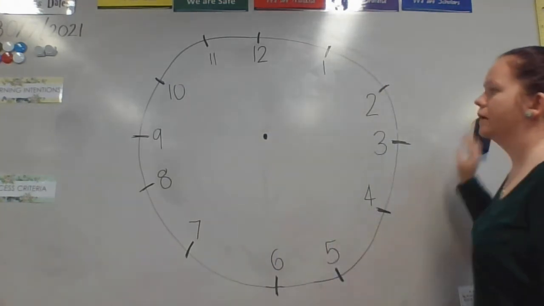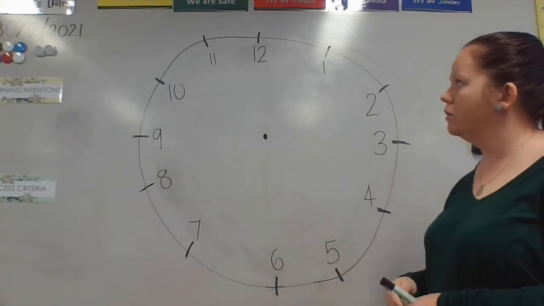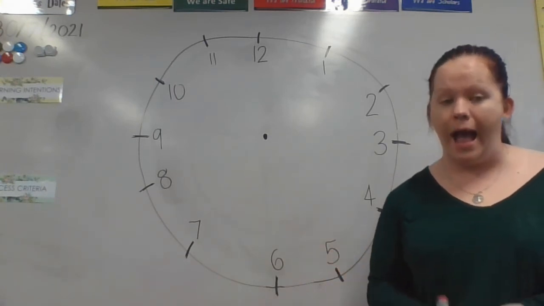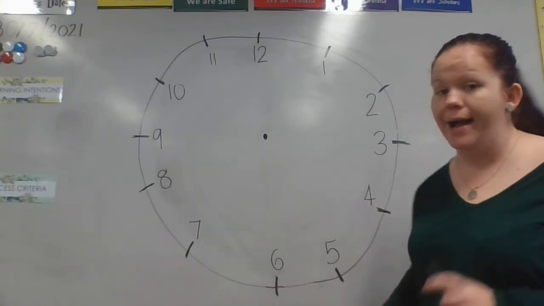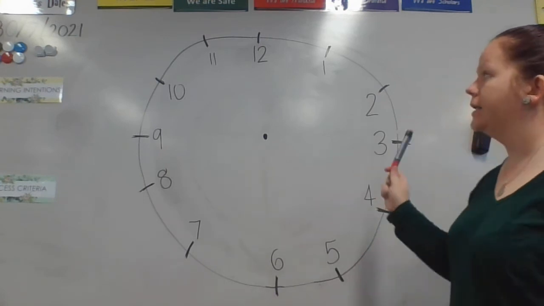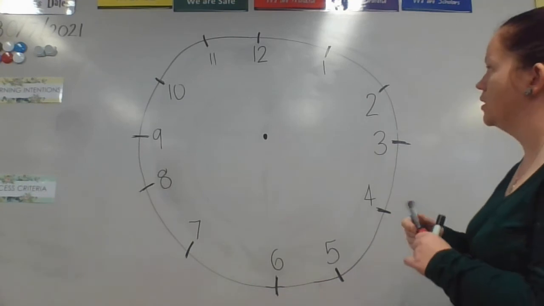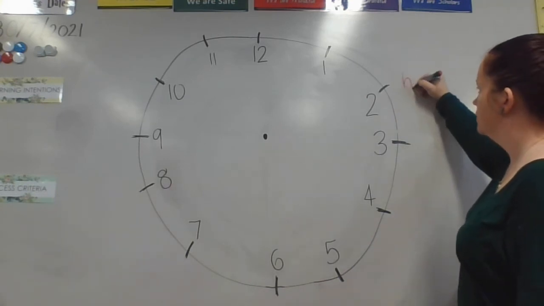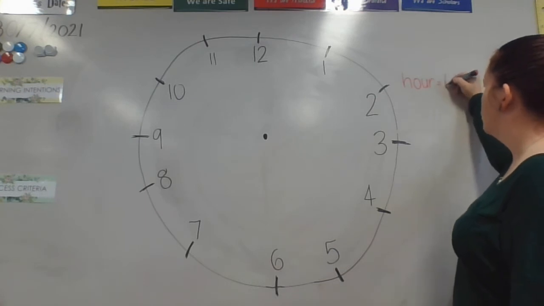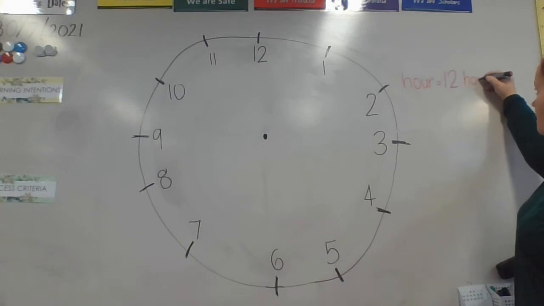So, when we're looking at an analog clock, analog clocks have a minute hand and an hour hand. So for our hour hand, I'm going to use a red texter, and the hour hand represents the 12 hours. So my hour hand can go to 12. So it's the 12 hours.